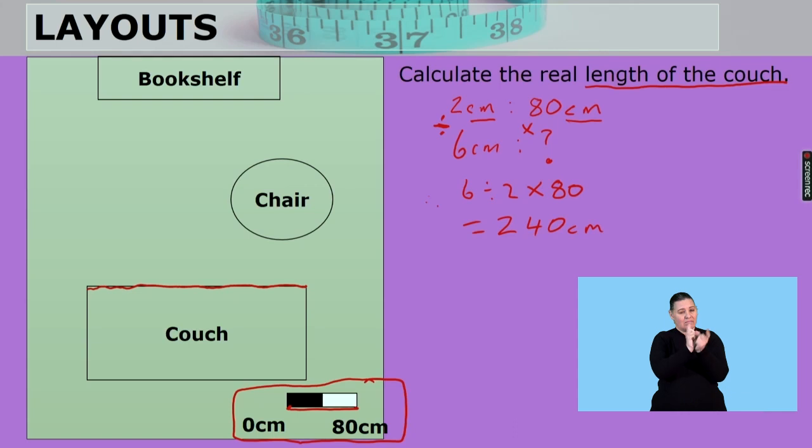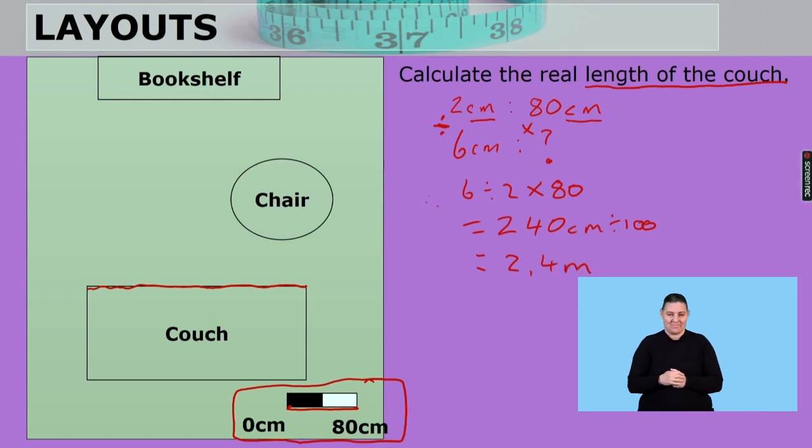Nice work. Again, though, we want the real length of the couch. So we need to convert that to meters. I've got to divide that by 100. Do you see what's happening? All the time we're converting. Good practice. And that gives me 2.4 meters. Nice work. Let's see what else we've got to do.